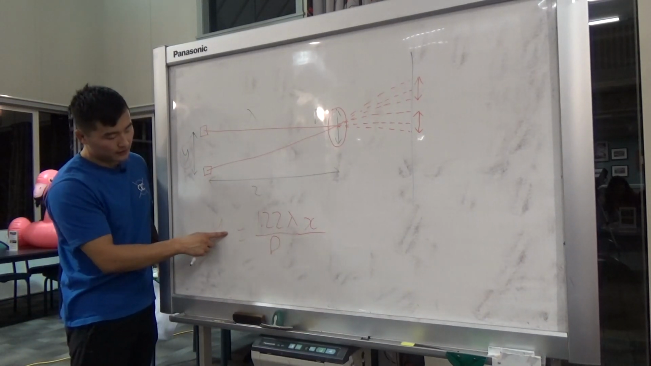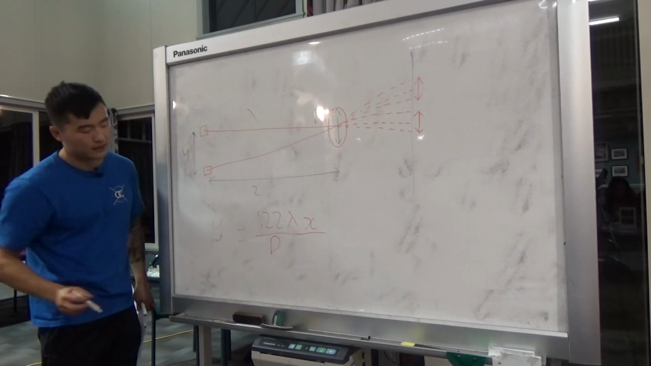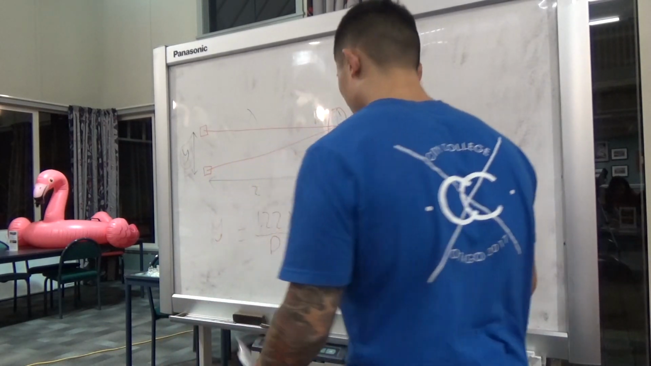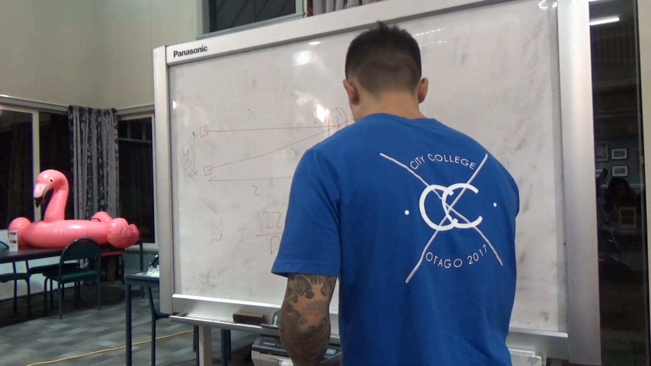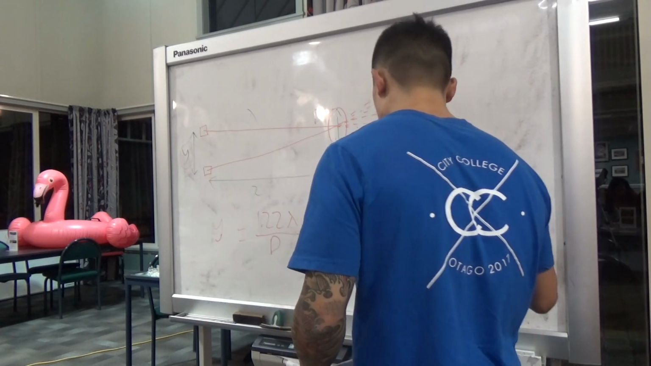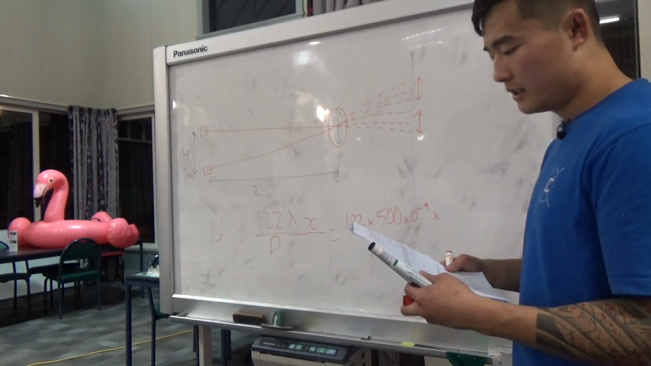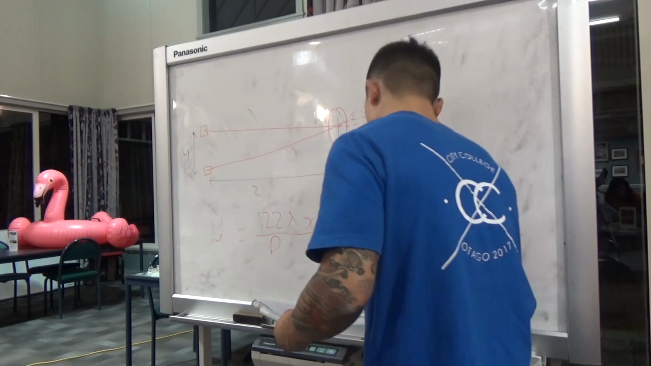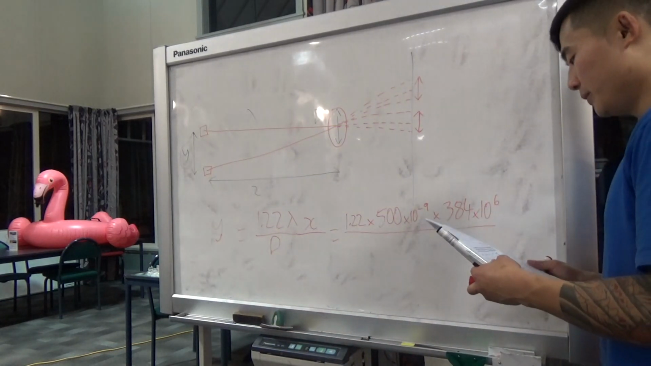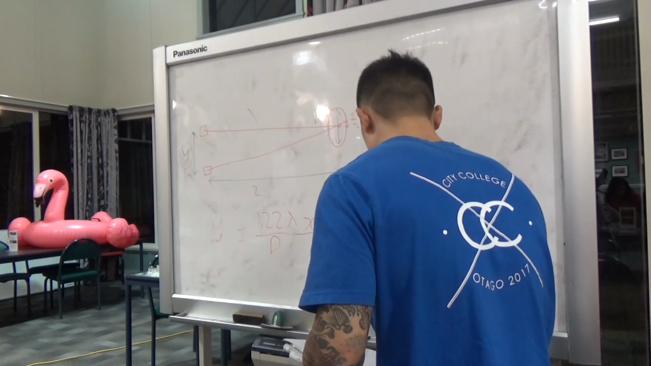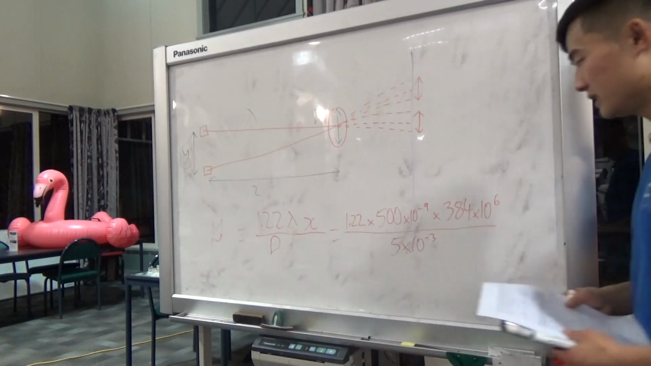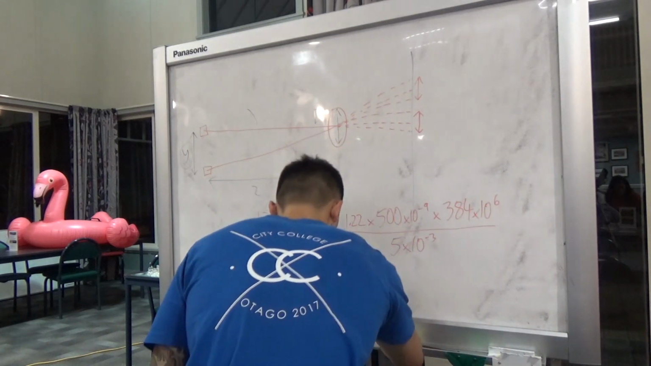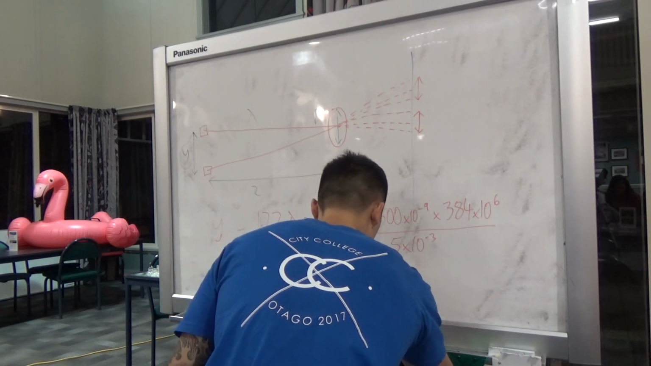So y equals 1.22 times the wavelength, so that's 500 nanometers. So 500 times 10 to the negative 9 times the distance to the moon, which is 384 times 10 to the power of 6 meters. And then it's going through his pupil, which is 5 millimeters wide. So that's 5 times 10 to the negative 3 meters. Okay. So that will give you 46,848 meters.